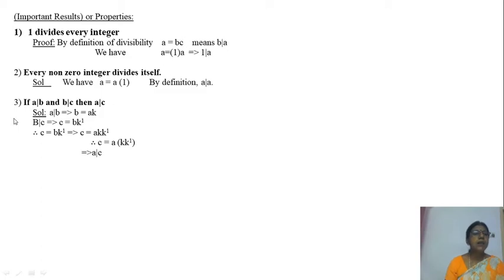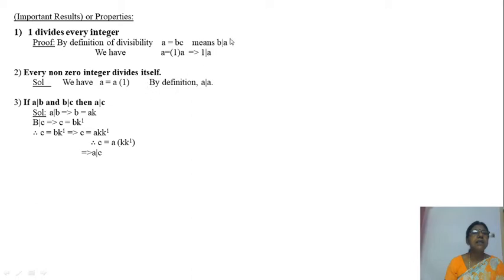Right? Now here a divides b. First, let a divide b, which means b is equal to a into some integer k. Similarly, b divides c means c is equal to b into some integer k dash. Here you observe k and k dash are integers. Already we mentioned a, b, c are integers. Now our aim is to prove that a divides c.